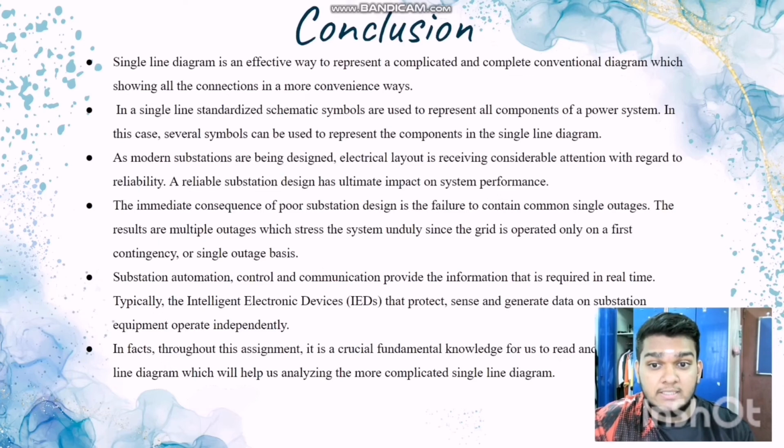As modern substations are being designed, electrical layout is receiving considerable attention with regard to reliability. A reliable substation design has an ultimate impact on system performance. The immediate consequence of poor substation design is the failure to contain common single outages. The result is multiple outages, which stress the system unduly since the grid is operated only on a first contingency or single outage basis. Substation automation, control, and communication provide the information that is required in real time.